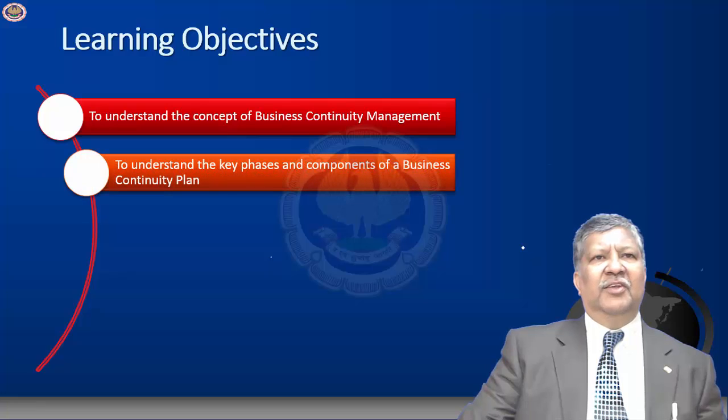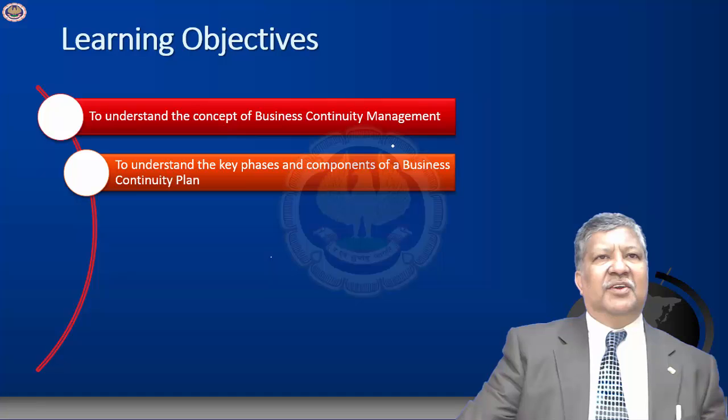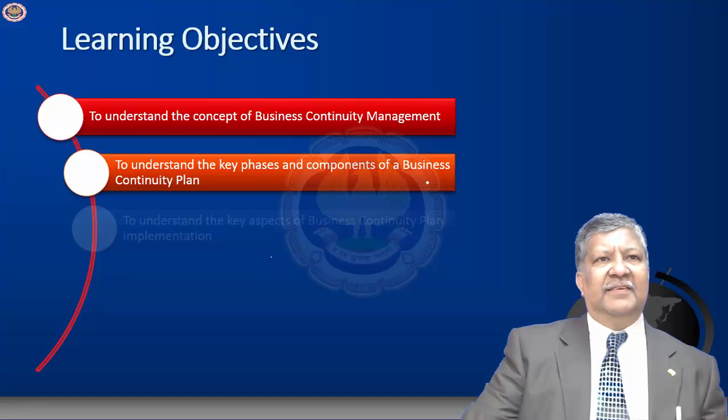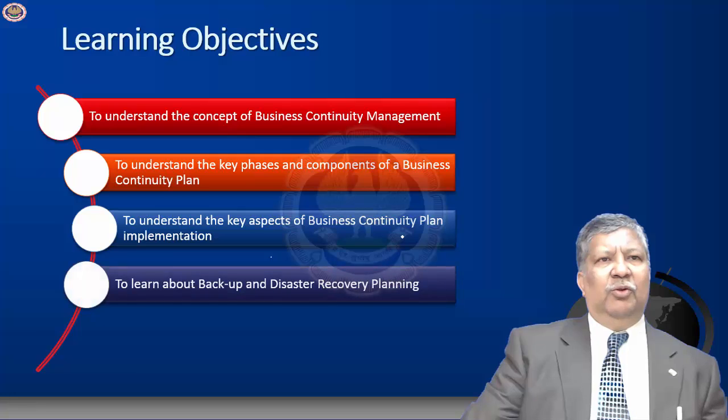Let's look at the learning objectives of this chapter. We already covered what business continuity planning is. We looked at the distinction between business continuity planning, the business continuity plan, and the disaster recovery plan. Now, these 3 key aspects are what we looked at. In this presentation, we are primarily going to focus on the key aspects of the business continuity plan.